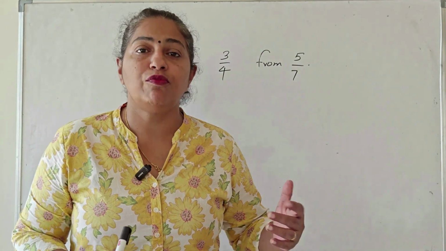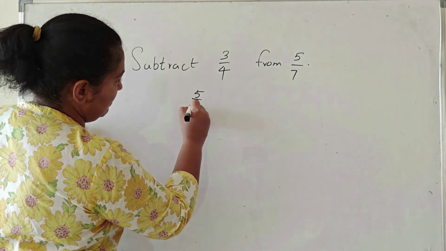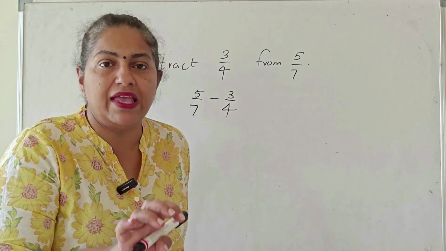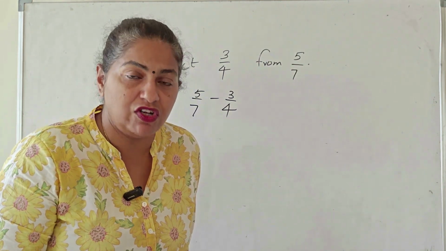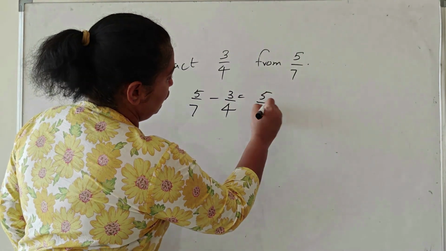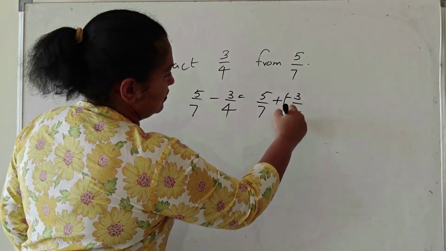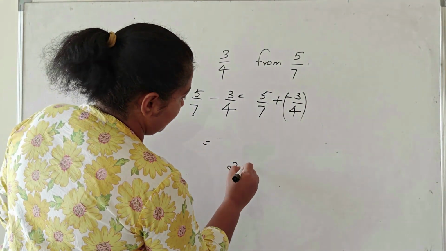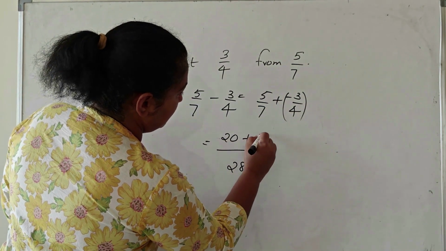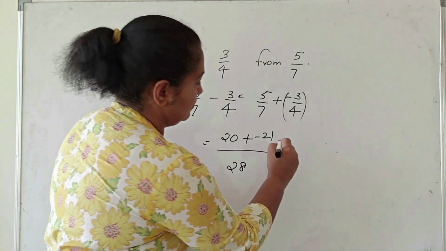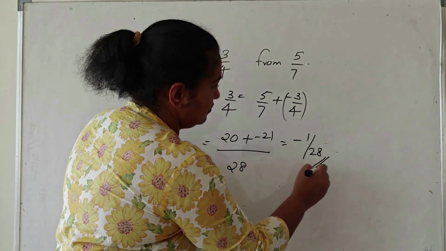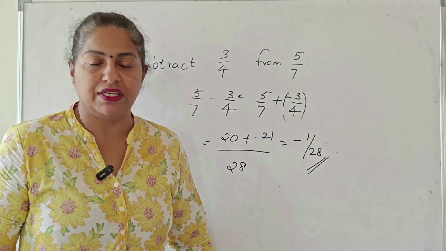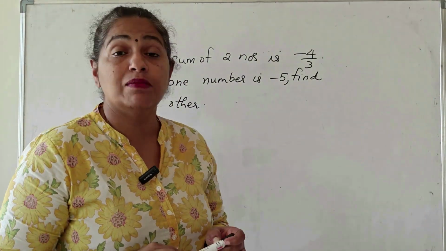Subtract 3 by 4 from 5 by 7. So you know that this is 5 by 7 minus 3 by 4. So since the sign in the center is staying as such, you will take the additive inverse of the second number. So this becomes 5 by 7 plus minus 3 by 4. Now this became a very basic addition. You are going to take the LCM. Fine. You will be getting minus 1 by 28.